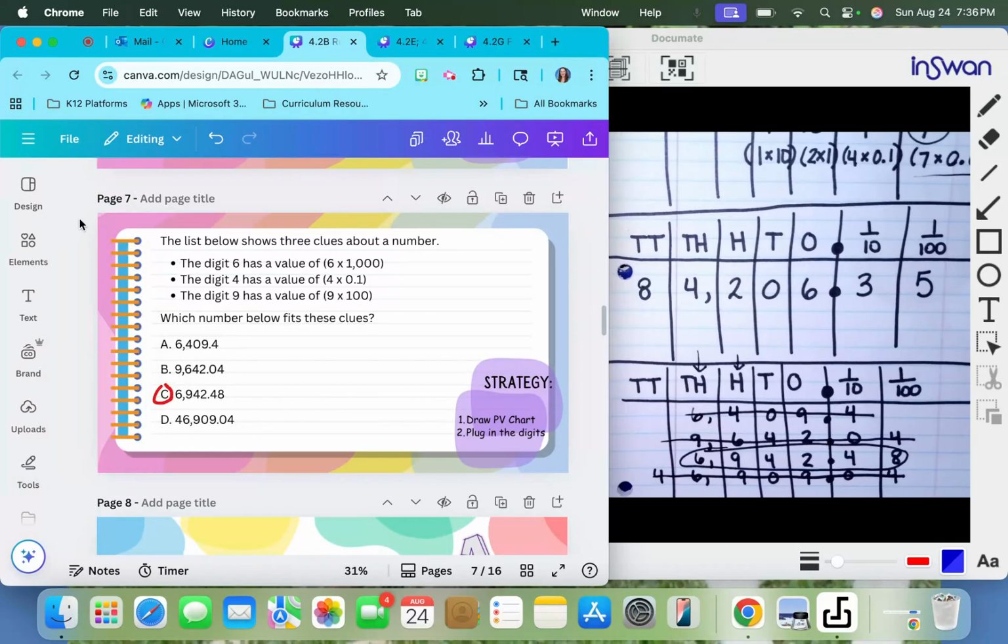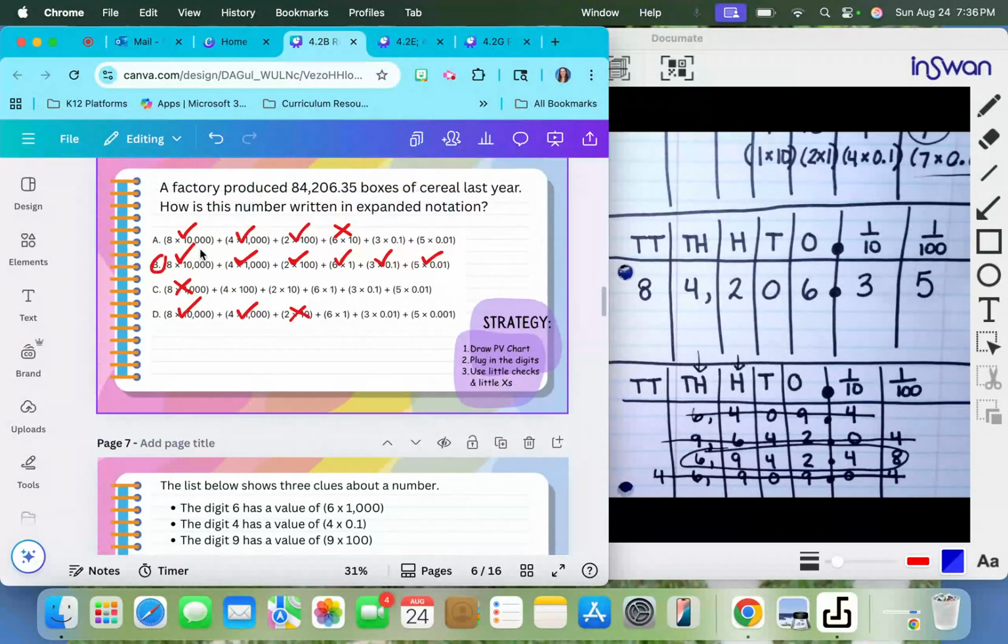All right, mathematicians, let's review the strategies that we used today. We used our place value chart. We plugged in the numbers that we were working with. And then on this question, if we had a lot to process through, we used our little checks and our little X's.